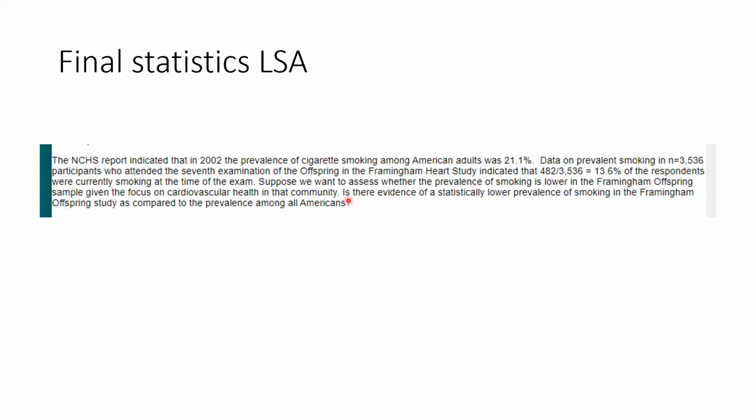Suppose we wanted to assess whether the prevalence of smoking is lower in the Framingham offspring sample, given the focus on cardiovascular health in that community. Is there evidence of a statistically lower prevalence of smoking in the Framingham offspring study as compared to the prevalence among all Americans? And this involves a hypothesis test. You're to state the null and alternative hypothesis and use a confidence interval to test this hypothesis and state your conclusion.